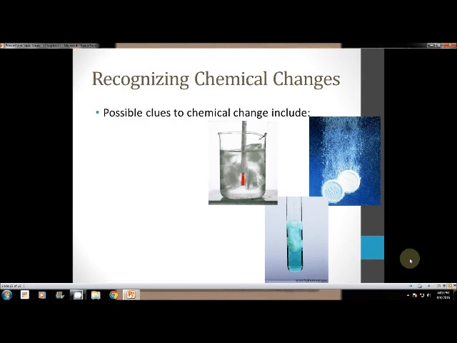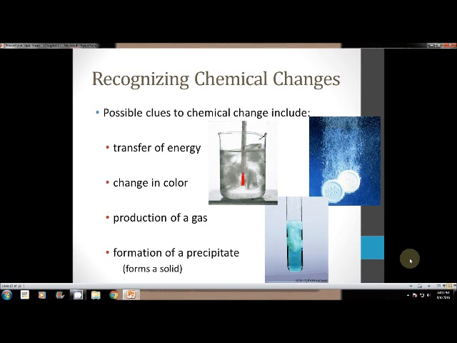So how do we recognize a chemical change? Possible clues that we can see are the transfer of energy. The best way that we see that is by seeing a change in temperature. So that's why I have this lovely beaker with a thermometer sticking in it for us. We will see that soon. A change in color. So maybe it goes from being clear and then all of a sudden it gets bright yellow. Production of a gas.